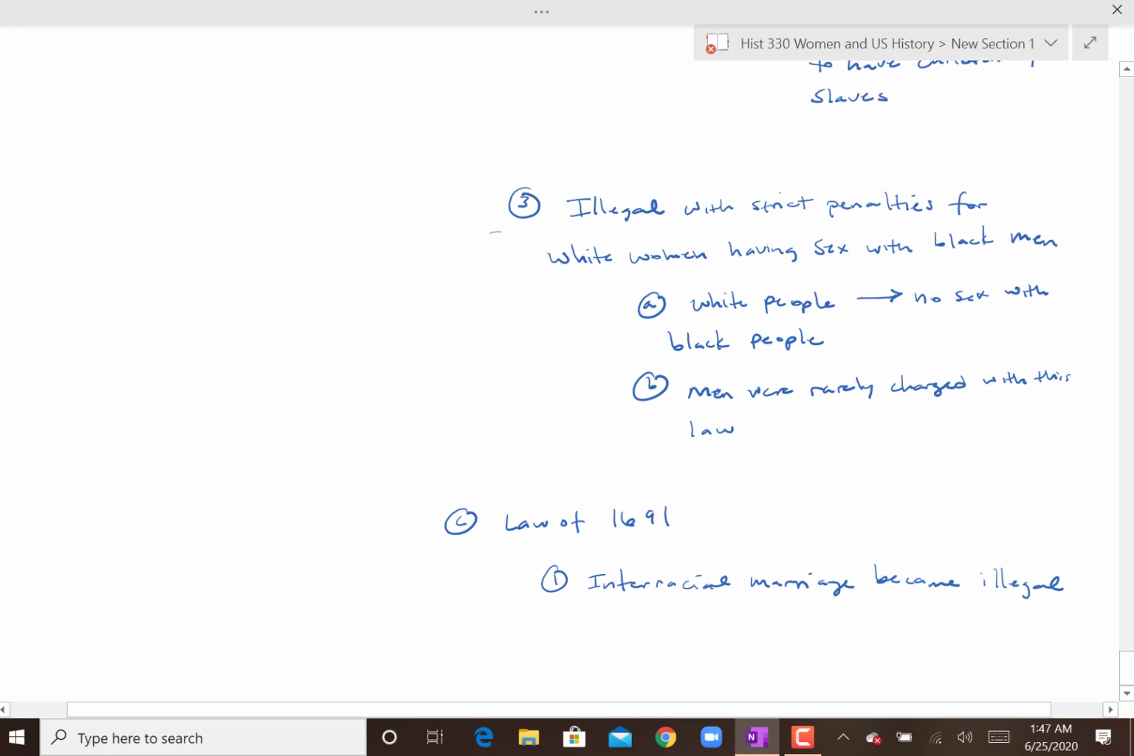But that's what this was attempting to do with just having sex. Technically that meant the relationship too, but it was targeted specifically towards having sex. Then that became illegal. But they only charged women for that, and then of course penalized the black men as well. And then in 1691, you set up and say interracial marriage is illegal. And then there's other laws too.